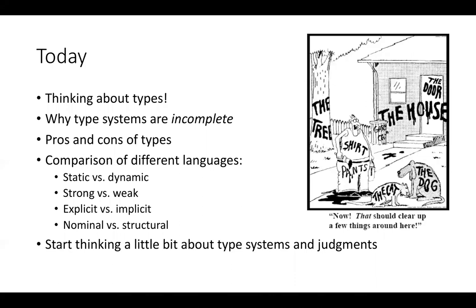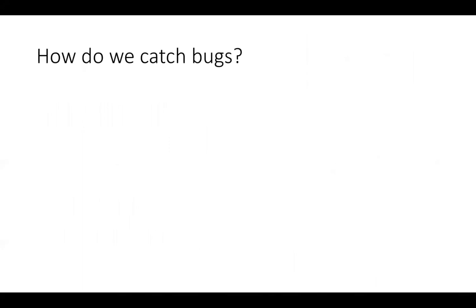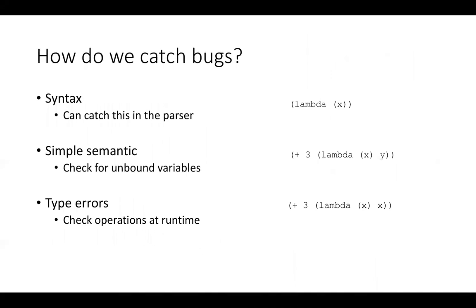How do we catch bugs in programs? I think there are a lot of ways we can think about catching bugs. Clearly there are things like syntax bugs, and our parser catches syntax bugs. So things like this, like here's a little, here, actually, my laser pointer.